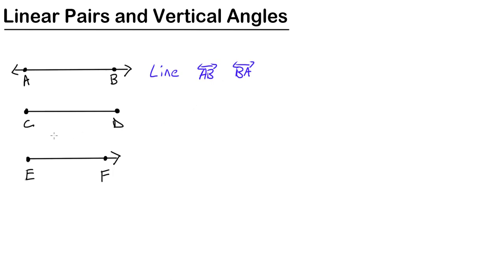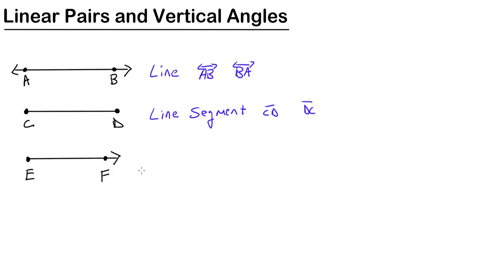Next, we have here, this is called a line segment. You see, I do not have the arrows on both ends. So a line segment, the word segment is piece. So think piece of a line. So a line segment has 2 endpoints. And again, you can name a line segment in any order you want. So I can call this line segment CD or line segment DC.